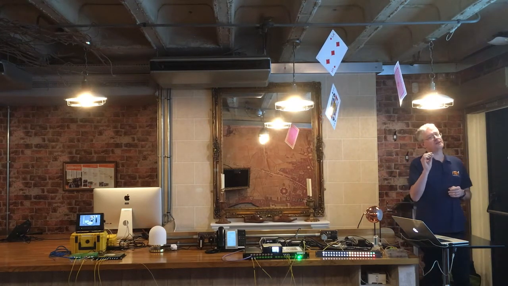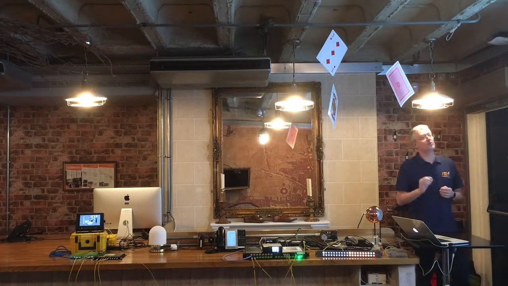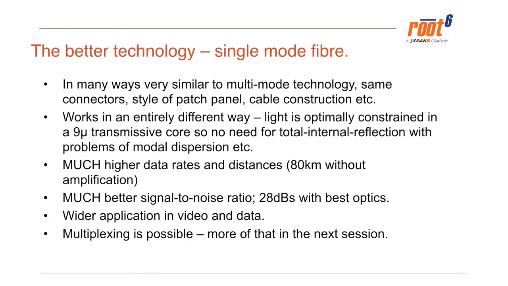The light is optimally constrained within that 9-micron core. There's none of that total internal reflection going on, which is how multimode works, and much higher data rates and much higher distances. When we're talking CWDM, packing passively multiple wavelengths onto a cable, 80 kilometres is our limit. But when you get to DWDM, 1,000 kilometres is not unusual, and that's how the transatlantic cables work, where you've got many thousands of kilometres, you've got a span across an ocean.